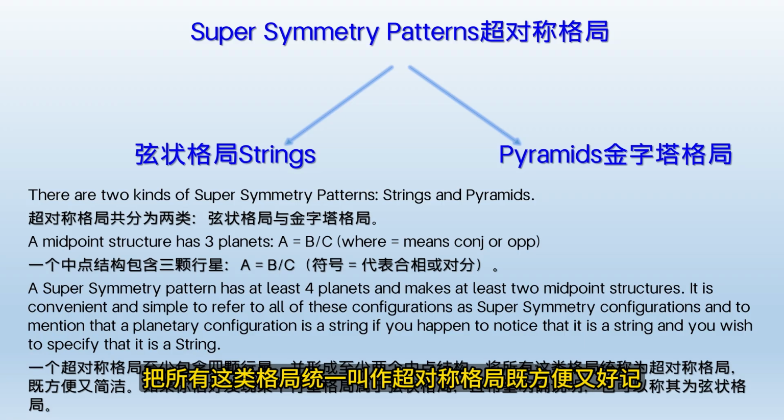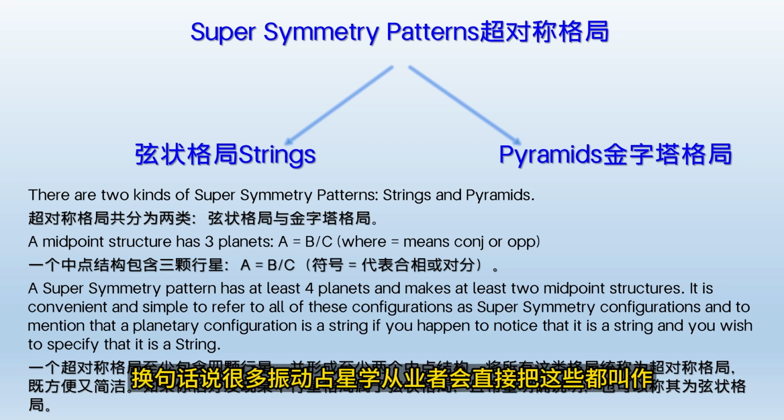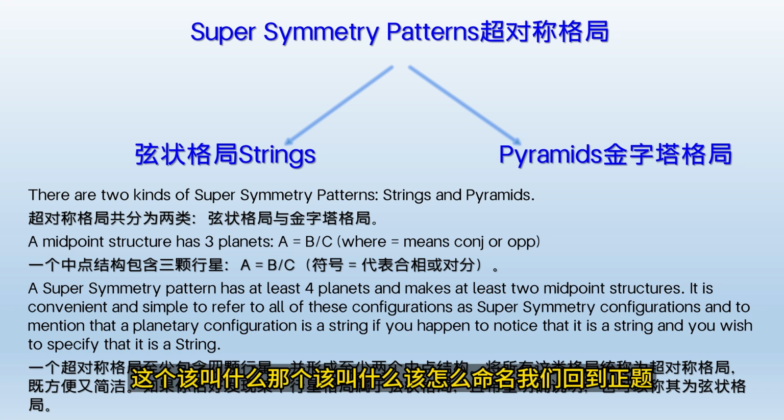It is convenient and simple to refer to all of these configurations as supersymmetry configurations, and to mention that a planetary configuration is a string if you happen to notice that it is a string and you wish to specify that it is a string. So in other words, many vibrational astrologers are just going to call all of these things supersymmetry patterns. You don't have to get bogged down, so to speak. You don't have to get stressed out memorizing a lot of vocabulary. We want vibrational astrology to be fun because it is fun, it's exciting, and you don't have to labor over, what do I call this thing? What do you call it?